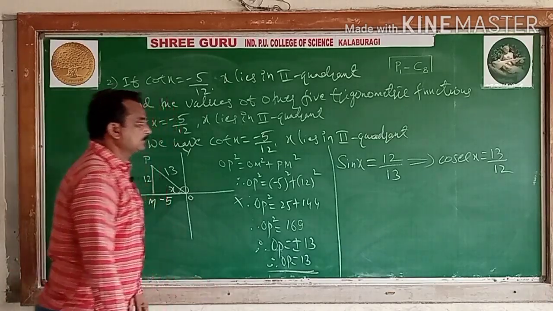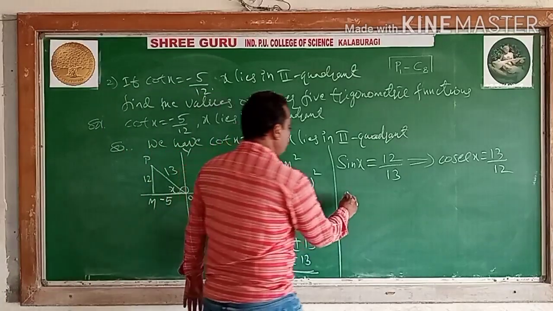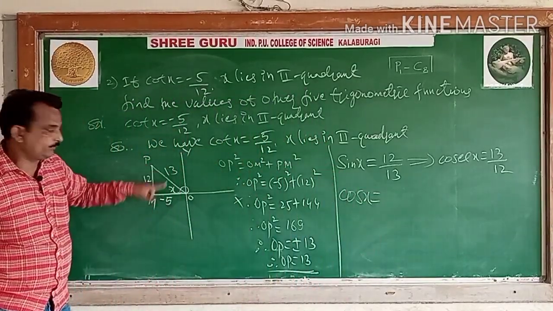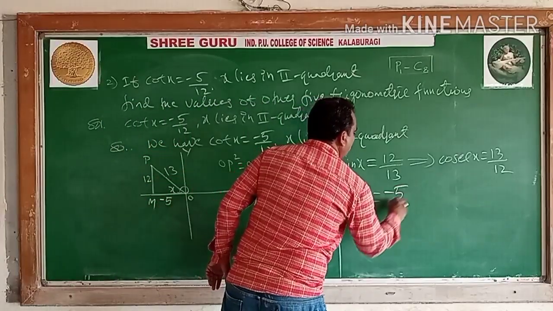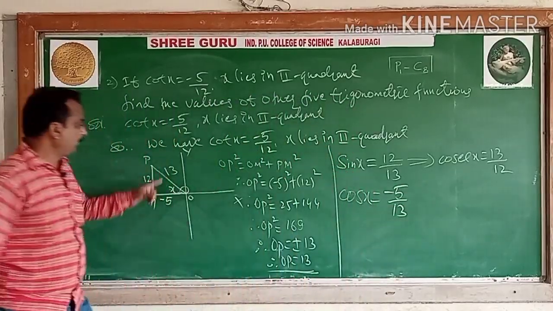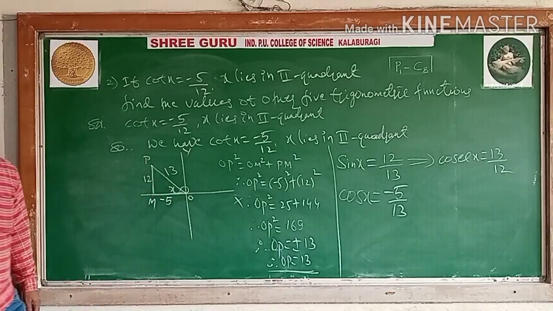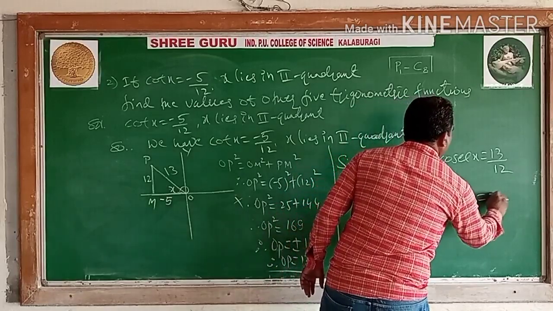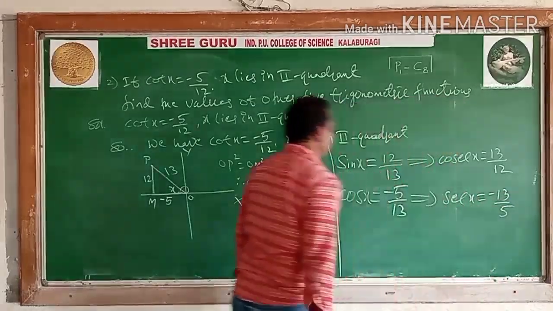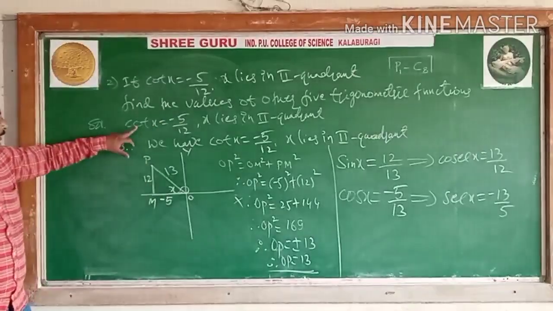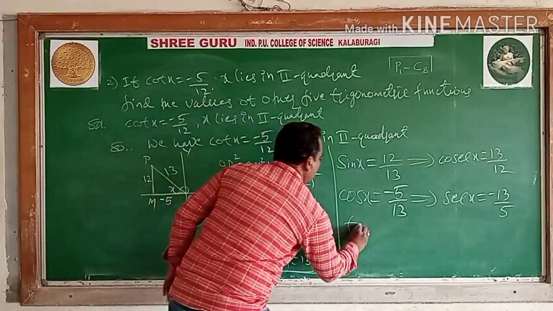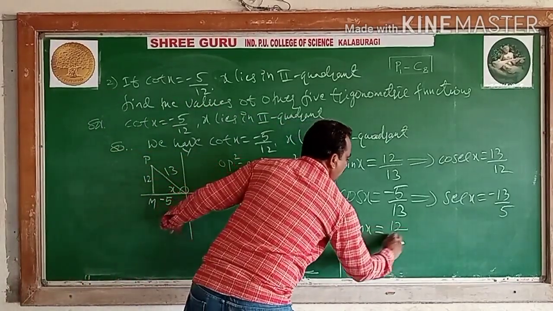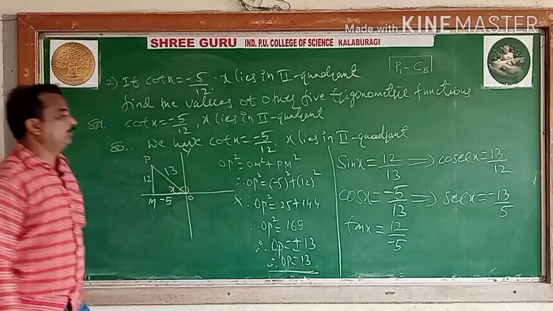Then after getting sin and cosecant, come to cos. Cos x is adjacent side by hypotenuse, minus 5 by 13. After having cos, what is the reciprocal of cos? Sec, minus 13 by 5. What remains? Cot x is given. You may calculate tan x also: opposite by adjacent side, 12 by minus 5, which is minus 12 by 5.